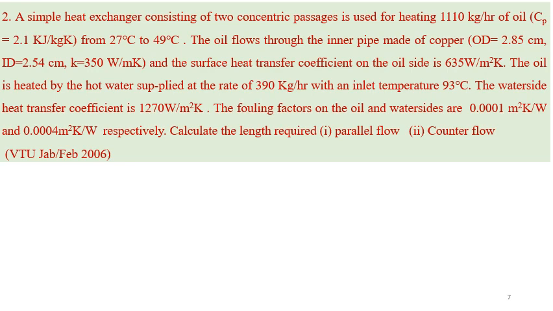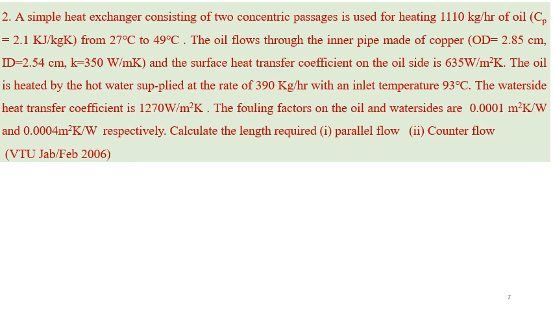Also, the fouling factors on the oil and water sides are 0.0001 meter square Kelvin per watt and 0.0004 meter square Kelvin per watt respectively. They are asked to calculate the length required when it is a parallel flow and counter flow heat exchanger. This question is also asked in the question paper of 2006.